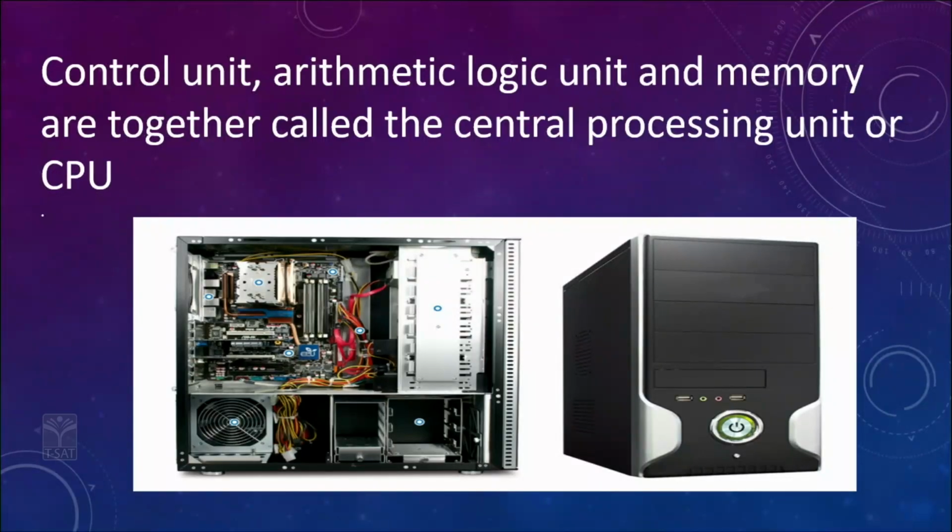Next, the control unit, arithmetic logical unit, and memory, all these three together are called the central processing unit, or CPU. Already I said CPU. This is the full form of CPU. Sometimes they ask for central processing unit. This is the total central processing unit of a computer. Inside the CPU, you are observing the different circuits and how they are assembled.